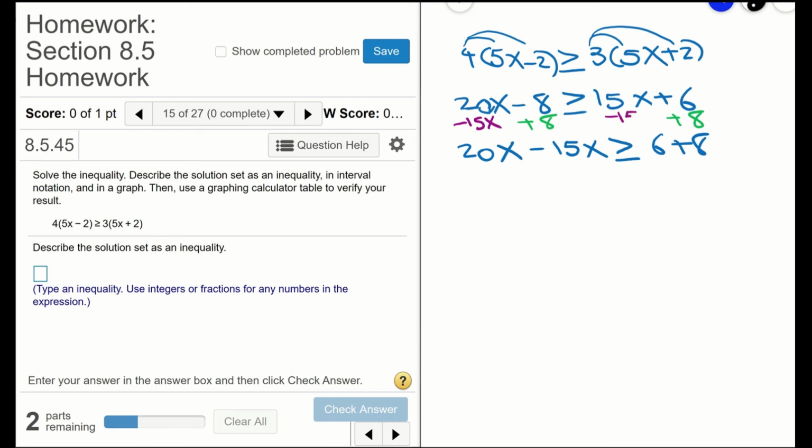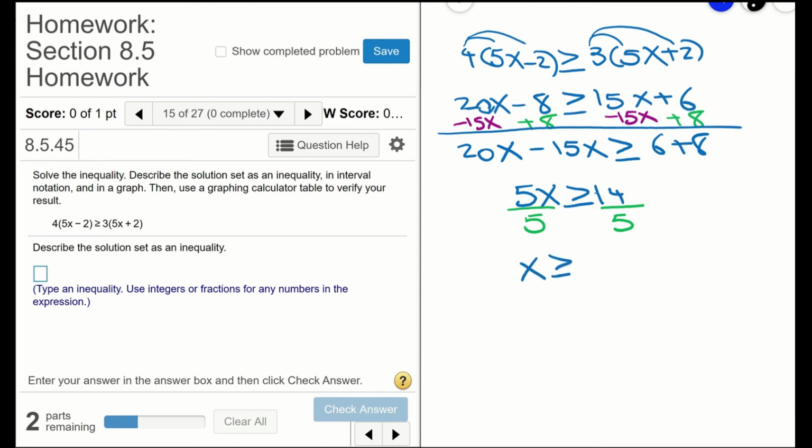So in case you'd like to show that step, you could do that too. All right, so there we are. We did both of those simultaneously and we end up with this. So we get 5x is greater than or equal to 14. Now we divide both sides by 5. And of course, we don't need to change the direction because we're dividing by a positive number. So we get x is greater than or equal to 14 over 5.